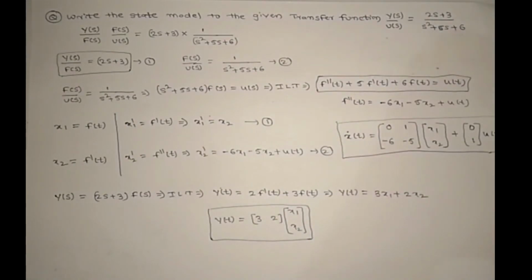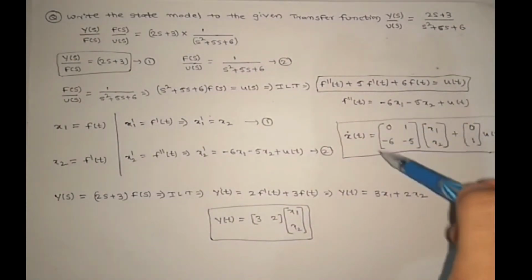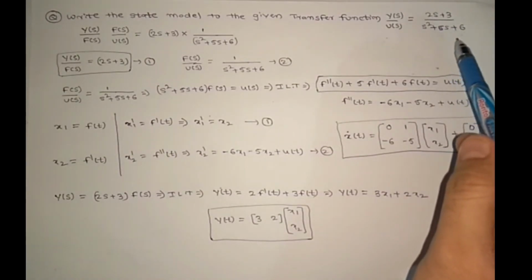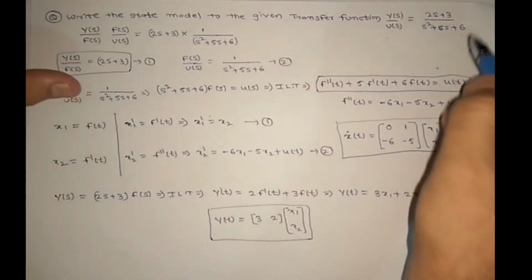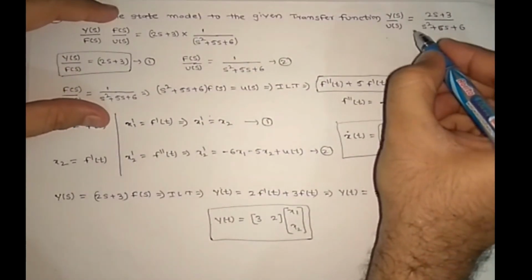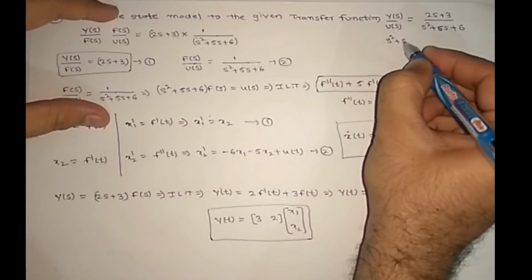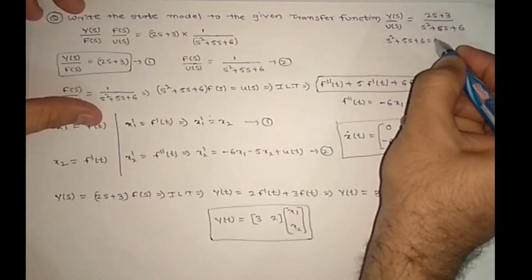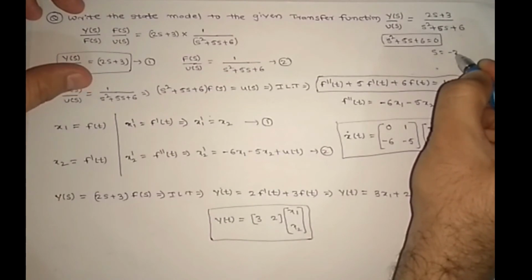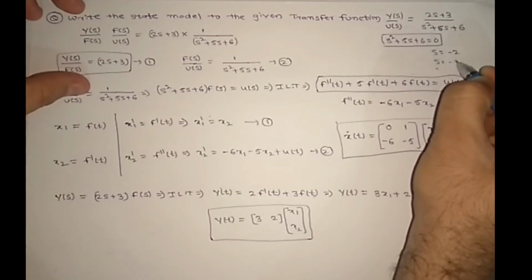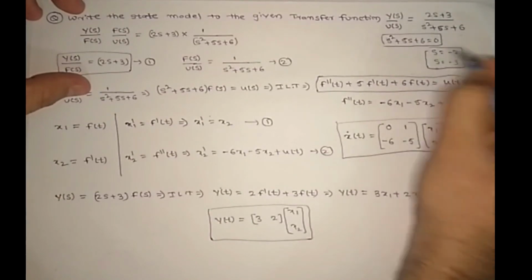What I am going to conclude from this problem is, from this state equation also we can find the poles, and from this transfer function also we can find the poles, because poles play the major role in the system, right? So how will you find the poles of this one? s square plus 5s plus 6 equal to 0. If you solve, you will get the poles. What will you get? s equal to -2 and s equal to -3. These two poles we will get.